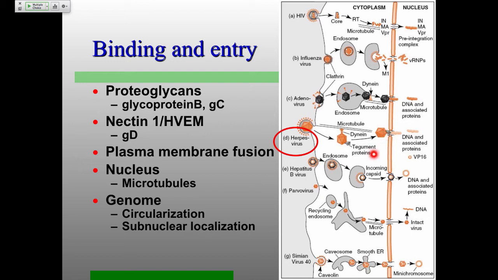Once the genome is released, the genome is packaged, as you saw in the cartoon, as a linear double-stranded DNA, but as soon as it gets into the nucleus, it circularizes, a lot like what kind of viral genome? Linear going to circular?